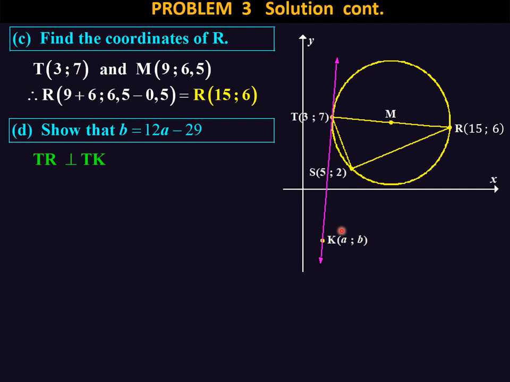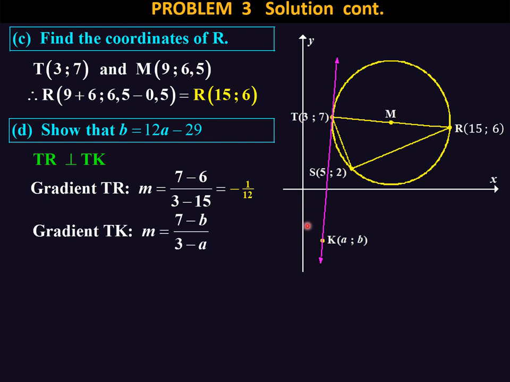TR I know is perpendicular to TK because a diameter and a tangent are perpendicular. Okay. So if we find the gradient of TR, which should be very easy, I use point R and point T, and that gives me -1/12. Then to get the gradient of the tangent, now I can use my A and my B. So that's 7 minus B over 3 minus A, right? But we know TR and TK are perpendicular. So if this one's gradient is -1/12, what will this one be? That's correct, +12/1 or +12. So in other words, I know 7 minus B over 3 minus A should be +12.